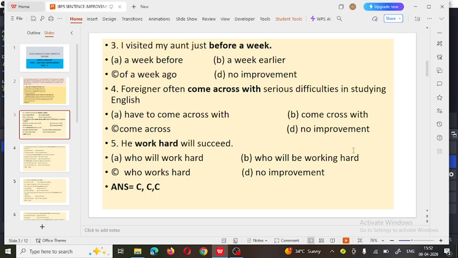Now the sentence we will have here is a complex sentence. He will succeed is the main clause, and the information about he must be in simple present tense. And here, if you add this, he who works hard will succeed, it makes a grammatically correct and meaningfully appropriate sentence. A person who works hard, he will succeed is the meaning of the sentence, and that's why option C is correct here. Next example.